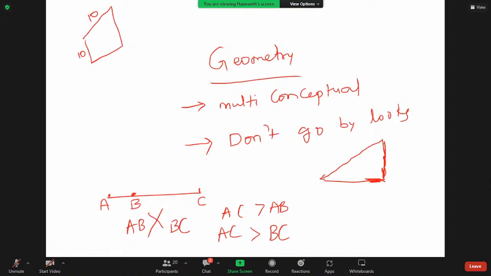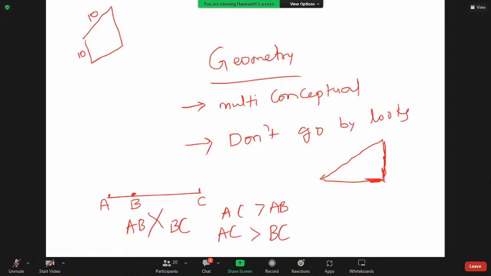because A and C are end points. We don't know where B is, but it is somewhere in between A and C. So the complete length of a line segment AC will be greater than AB or will be greater than BC. So this you can say. But in between AB and BC, we cannot compare.